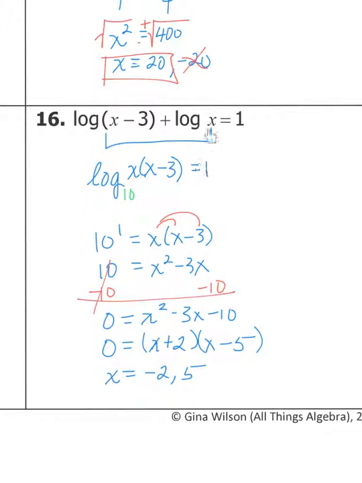Take negative 2, if you plug it in here, you get a negative, and here you would get a negative value. So we are going to have to throw the negative 2 out. And then if you plug 5 in here, you get a positive value and a positive value. So 5 is a good solution.